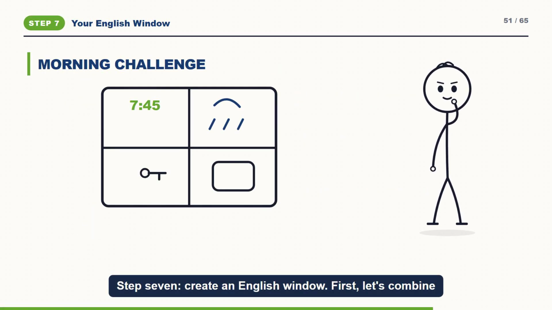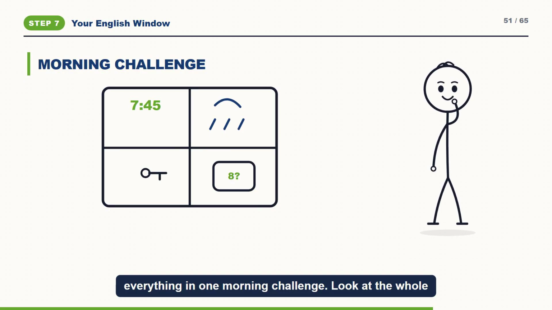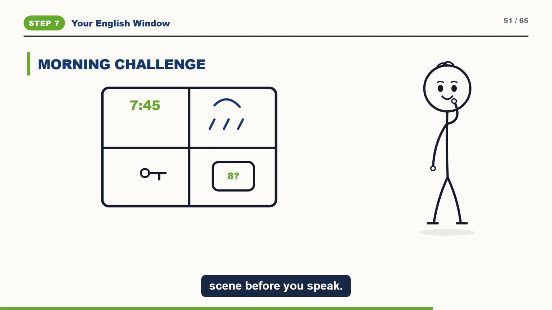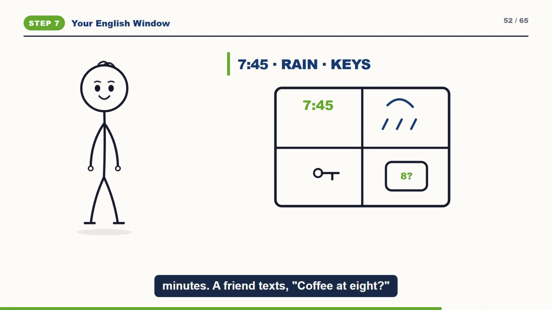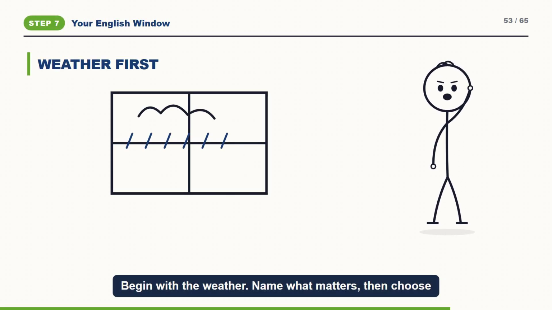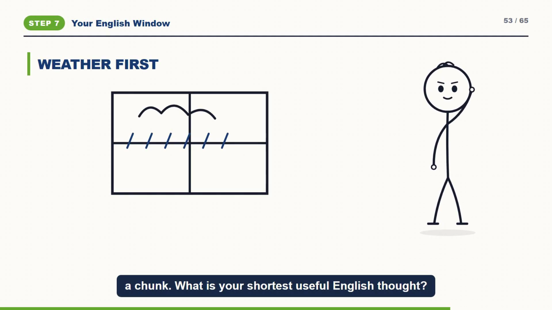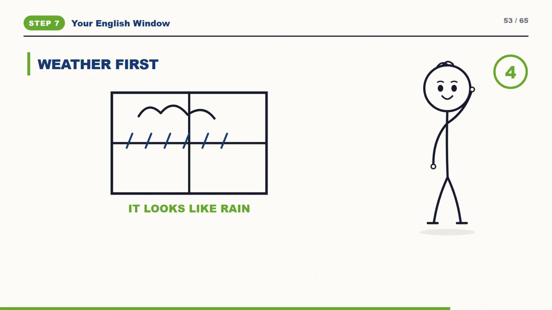Step 7. Create an English window. First, let's combine everything in one morning challenge. Look at the whole scene before you speak. It is 7:45. Rain is hitting the window. Your keys are missing. The bus arrives in 10 minutes. A friend texts, coffee at 8. Begin with the weather. Name what matters, then choose a chunk. What is your shortest useful English thought?